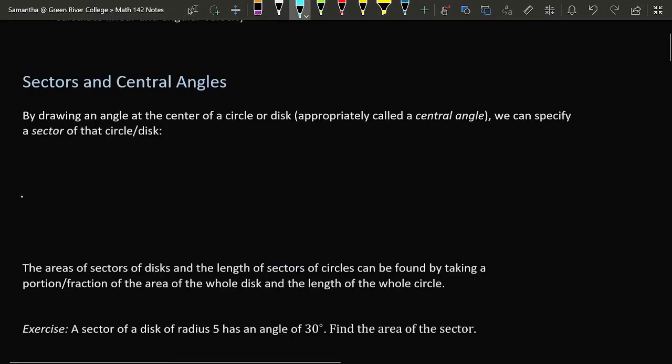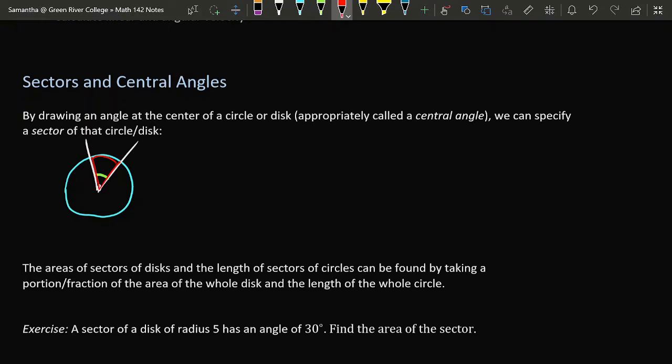Circles. So if I have a circle with its center located at this white dot here, and I draw an angle at the center of this circle or disk, such an angle drawn at the center of a circle is appropriately called a central angle. Now, when we draw a central angle inside of a circle or a disk, we specify what's called a sector of that circle or disk. Basically, the pizza slice that that angle cuts out of the full circle or the full disk.